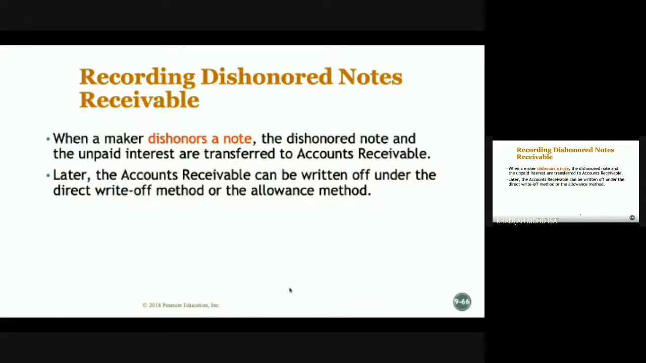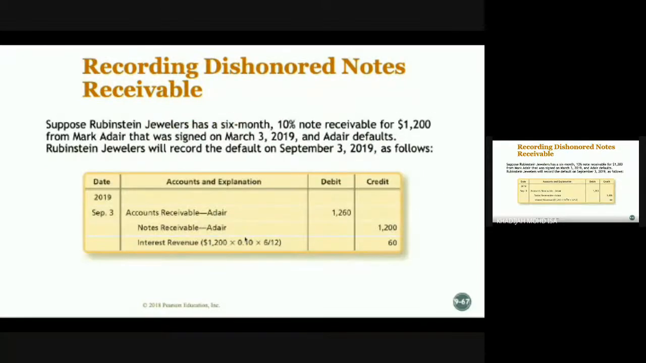All right, what you call dishonored means that the amount is unpaid. The dishonored note and the unpaid interest are transferred to account receivable. Dishonored means that it becomes like a bounced check. Suppose Rubinstein Jewels has a 6 month, 10%, 1,200 note from Mark Adair, and on default, Rubinstein Jewels records the default as follows.